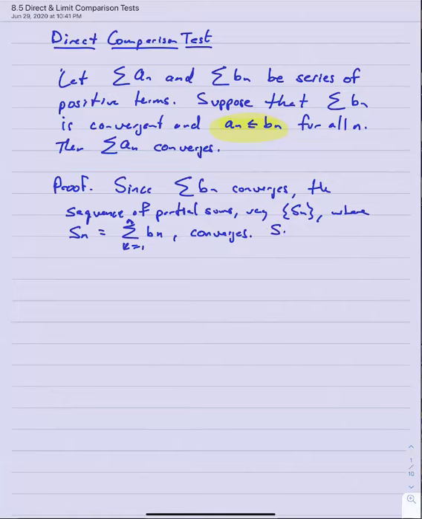Okay, note that since each b sub n is positive, and this is the key part, this is why these comparison tests apply only to series of positive terms.